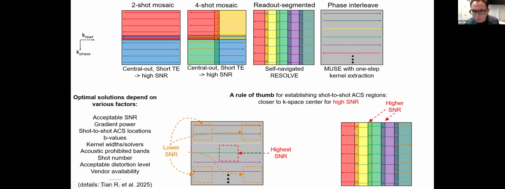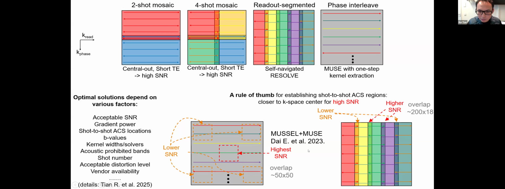For this readout segmented EPI, these two bands at the center, like the overlaps, have higher SNR than these two side bands that overlap at the two sides of the k-space with lower SNR. And the overlap region for the left case is about 50 times 50, and the one on the right is about 200 times 18 pixels.